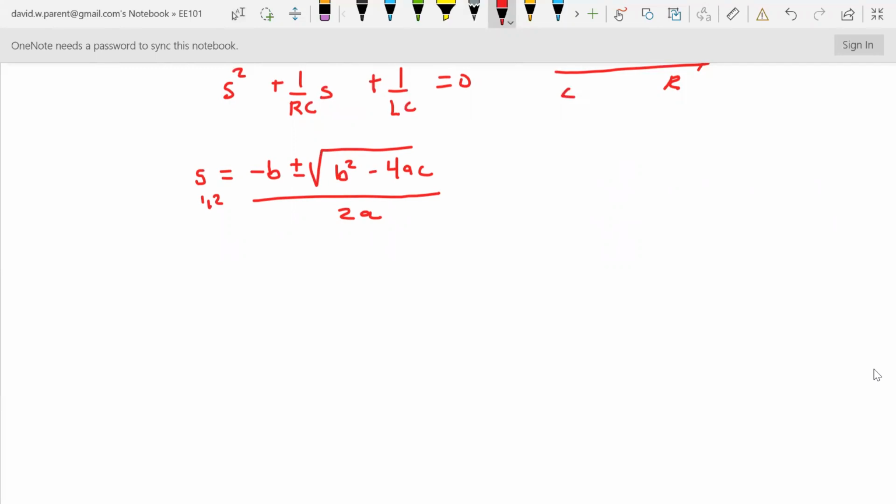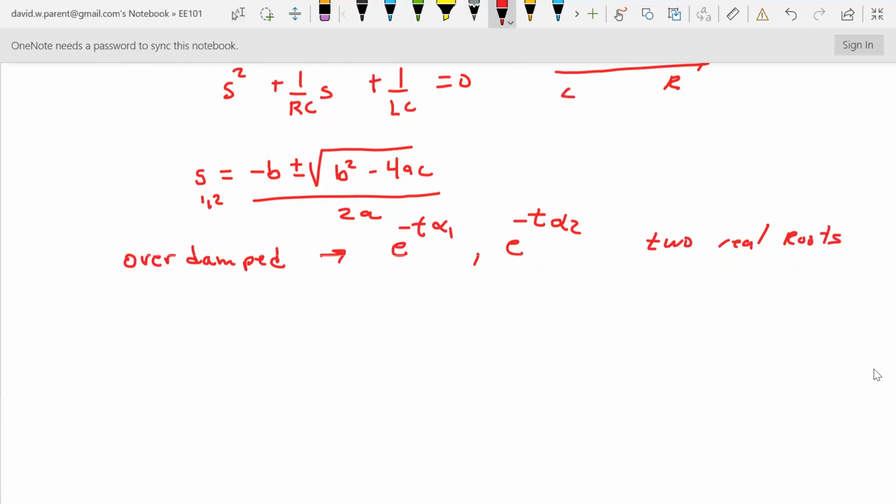But sometimes all you need to know is what's going on in here, because there are 3 main behaviors. Overdamped gives us e to the minus t alpha 1, e to the minus t alpha 2. There are 2 exponential decays. That means there are 2 real roots, no imaginary. 1 over RC is a real number, A is real. Where could we get an imaginary number? It can only come from here.